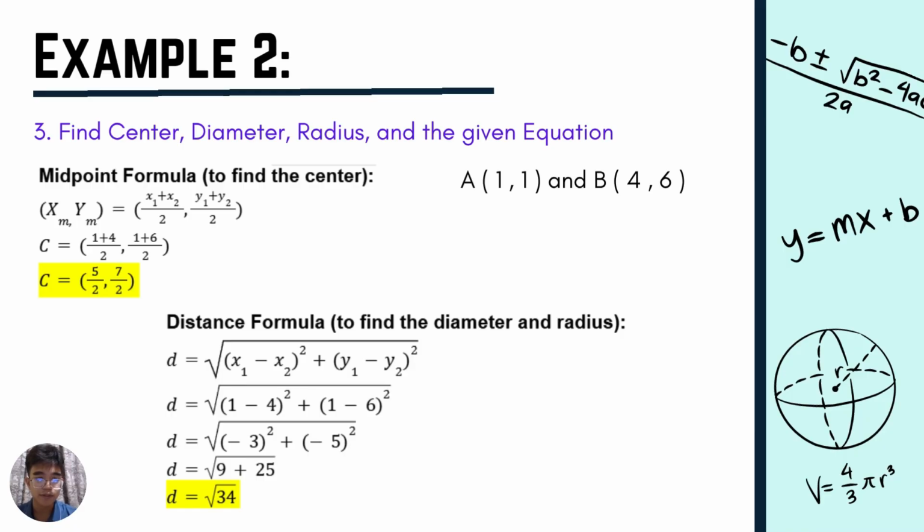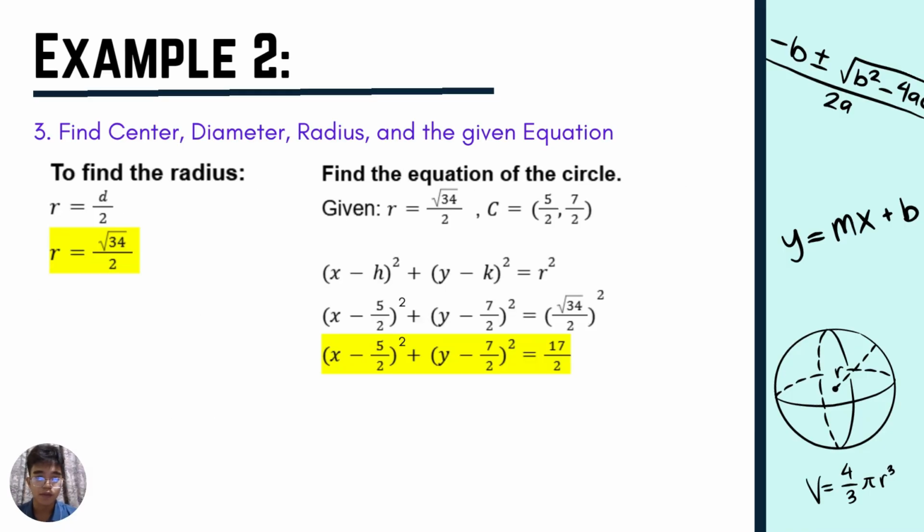Now d is equal to the square root of negative 3 squared plus negative 5 squared. And negative 3 squared is 9 and negative 5 squared is 25. Now we will have d is equal to the square root of 9 plus 25. And 9 plus 25 is equal to 34. Now we will have d as square root of 34. Now let us find our radius. Take note that d is square root of 34. So to find the radius, we have r is equal to d over 2. Now our d is square root of 34. Then that would lead us to r is equal to the square root of 34 over 2.